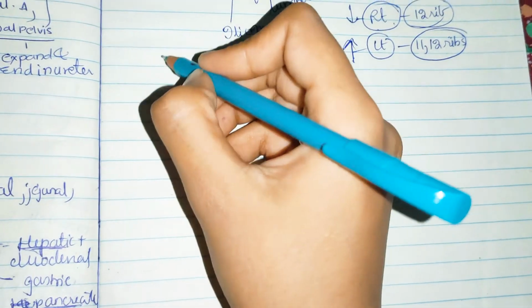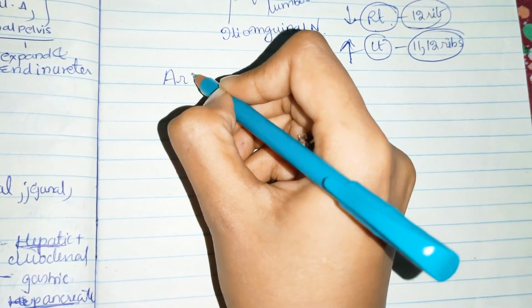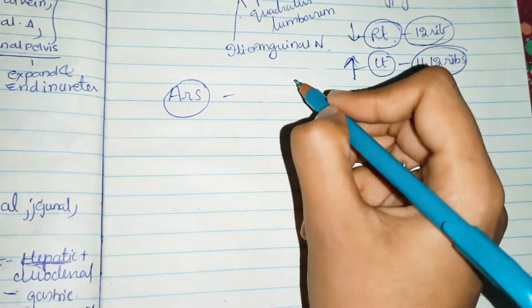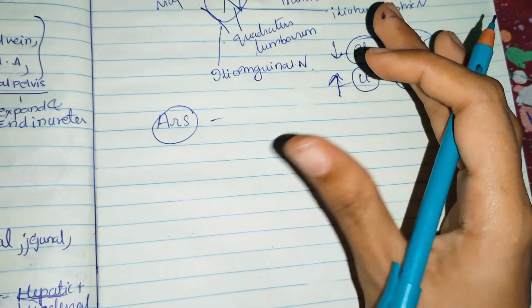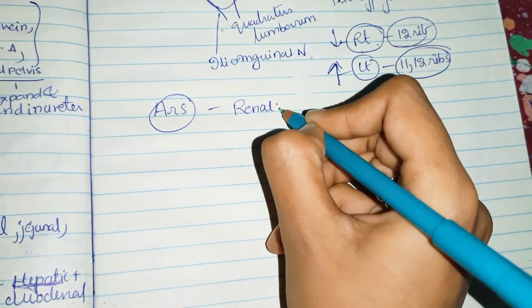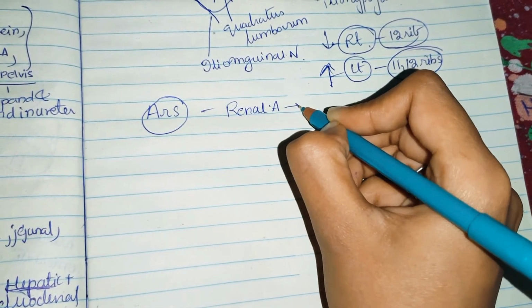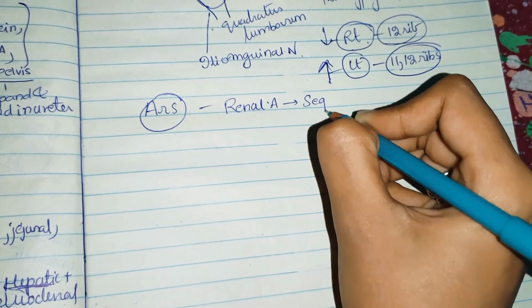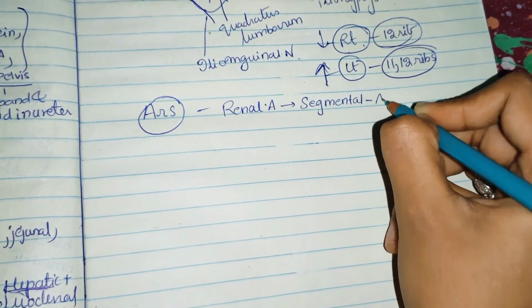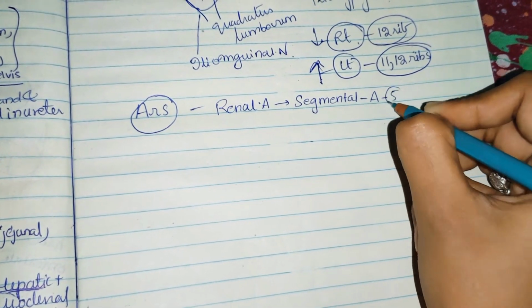Now let us discuss the arterial supply. What is the arterial supply of the kidney? Actually, we need to draw a flow chart here. First, the renal artery will supply the kidney, and this renal artery will in turn divide into segmental arteries. Actually, these segmental arteries are 5 in number. So what are the segmental arteries?